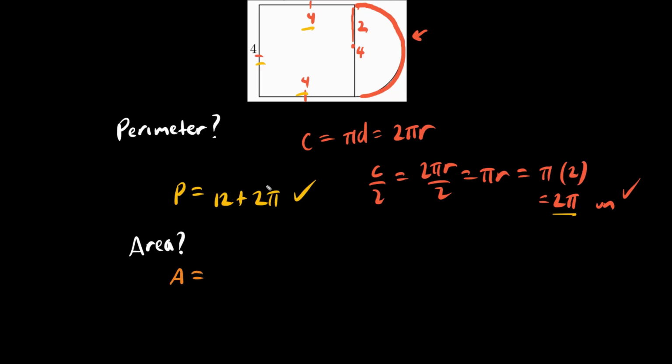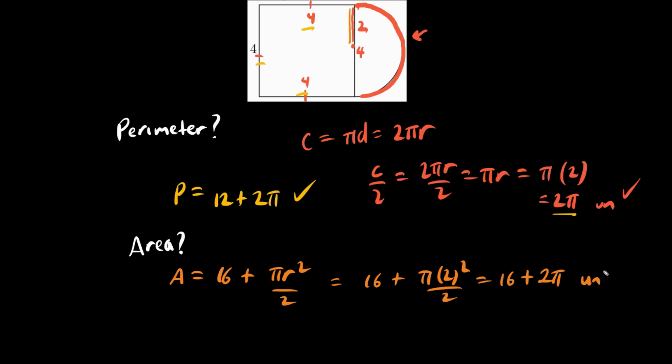Now the area is a square, 4 times 4 is 16, plus half a circle. So pi r squared is the area of a circle, divided by 2. So we have 16 plus pi, and the radius is 2. Pi 2 squared divided by 2. 2 squared is 4. 4 divided by 2 is 2. So we have pi times 2, or 2 pi units squared.